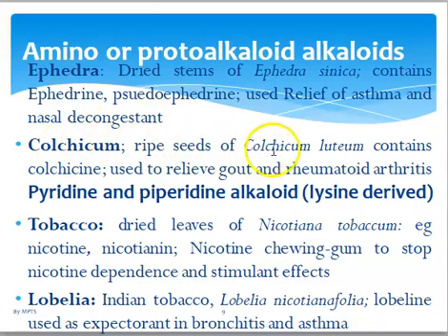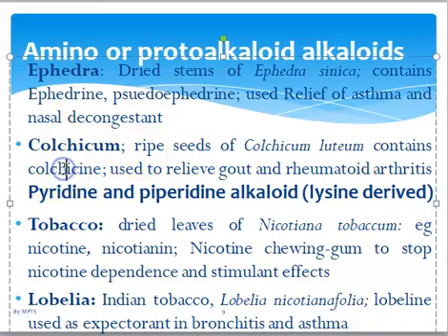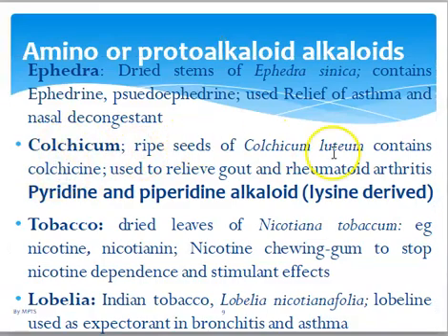Colchicum, ripe seeds of Colchicum luteum contains colchicine. This is for the relief of gout. Of course, this drug, I know you know it, colchicine. It's used in gout and rheumatoid arthritis.